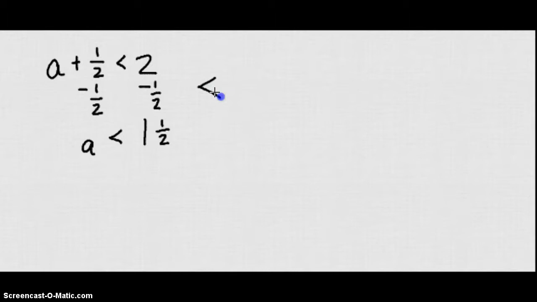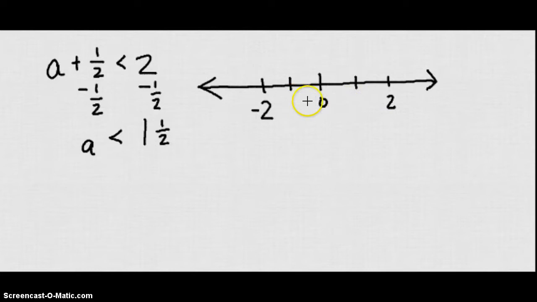We can also graph these on a number line, to represent A. So I have 0, 1, 2, we'll say, and then negative 1, negative 2. I can put an open circle at 1 1/2 and shade to the left, since my numbers are less than 1 1/2, not including 1 1/2. That's why we made it an open circle.